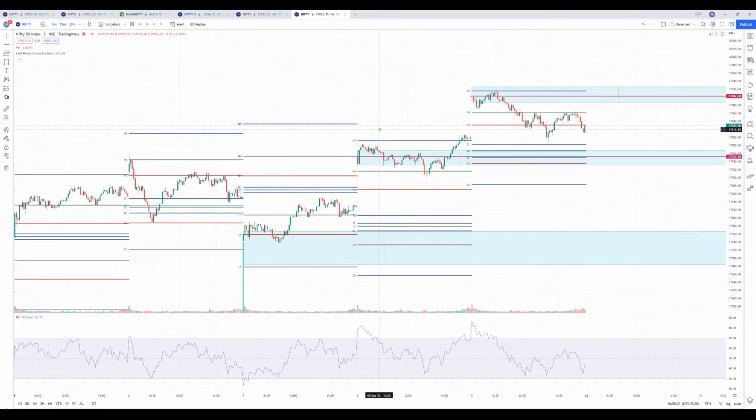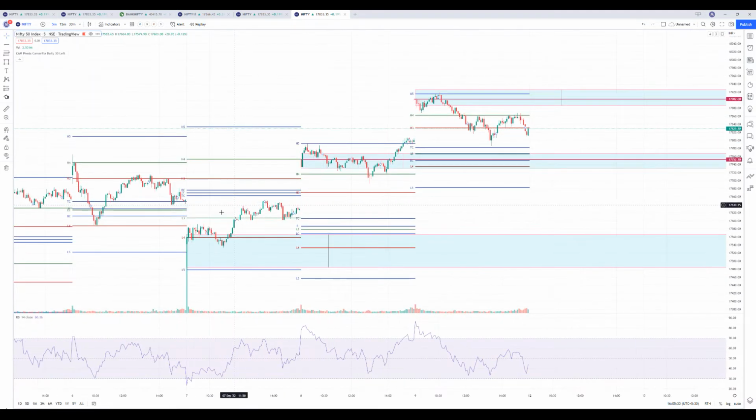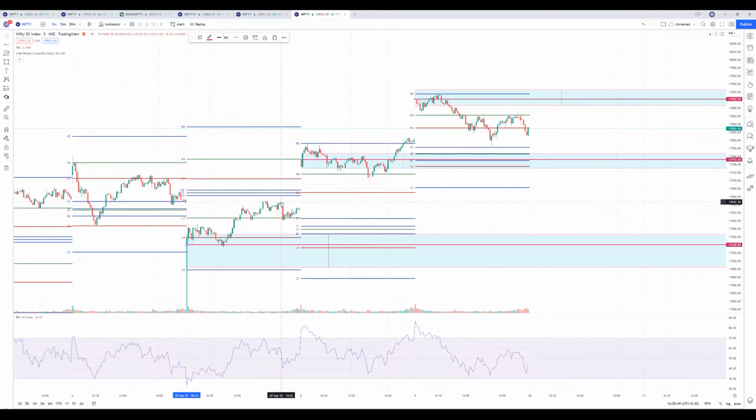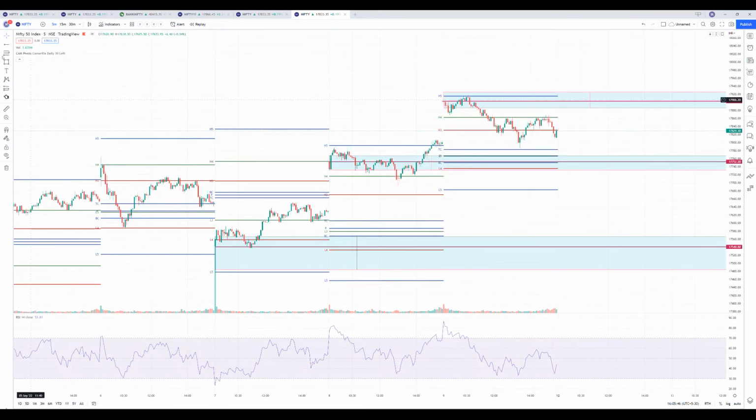So you can use this particular thing in any stock or anything. Now here also you see the market went up, came down, retested this opening line and went up, right?